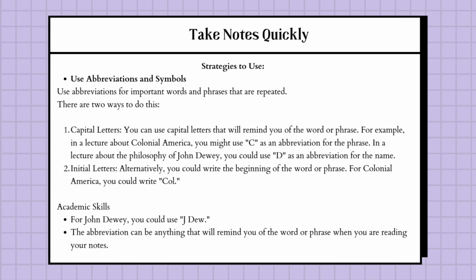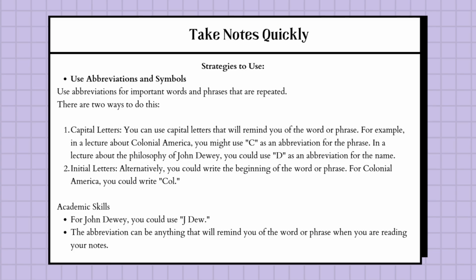Use abbreviations and symbols. Use abbreviation for important words and phrases that are repeated. There are 2 ways to do this. First, capital letters. You can use capital letters that will remind you of the word or phrase. For example, in a lecture about colonial America, you might use C as an abbreviation for the phrase. In a lecture about the philosophy of John Dewey, you could use D as an abbreviation for the name.